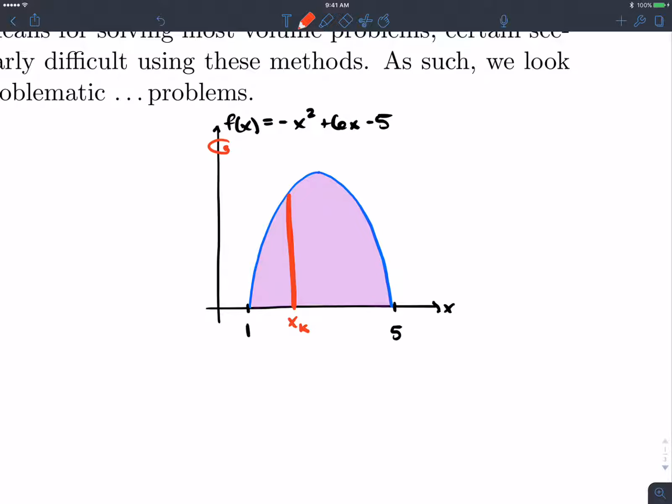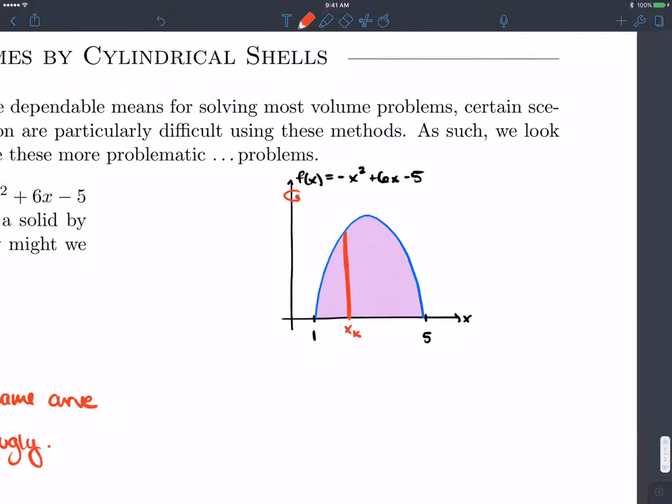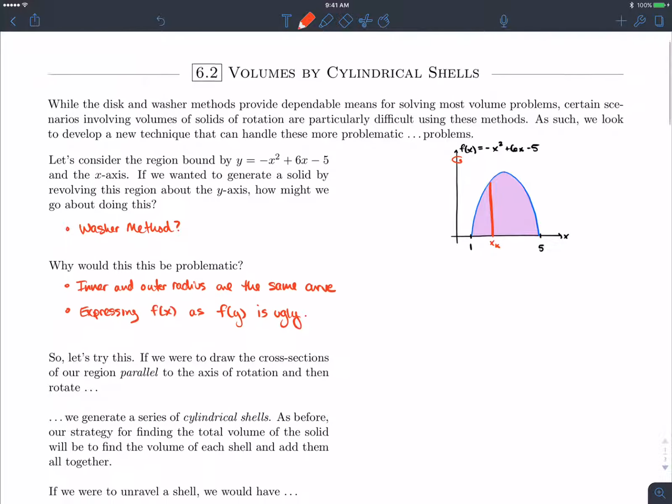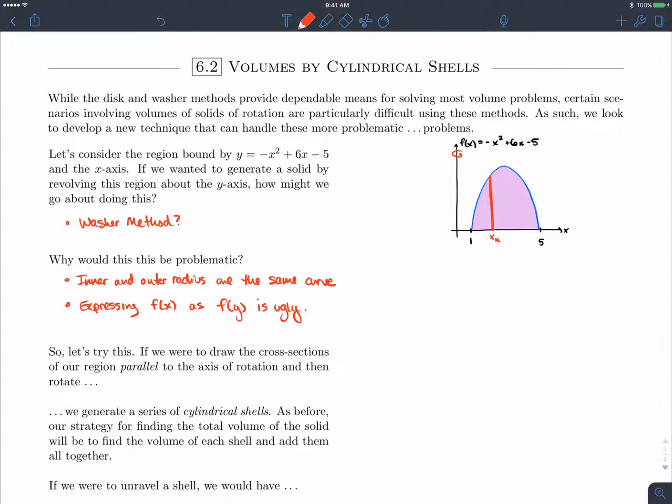Now, to rotate this about the y-axis, let's think about what type of shape we would get. Well, there's a gap between the axis of rotation and the cross-section, so there'd definitely be some space in between there. And since it's so tall, rather than a washer, we're going to get a cylindrical shell that is empty on the inside. So that's what we end up getting when we do this: we generate a series of cylindrical shells.